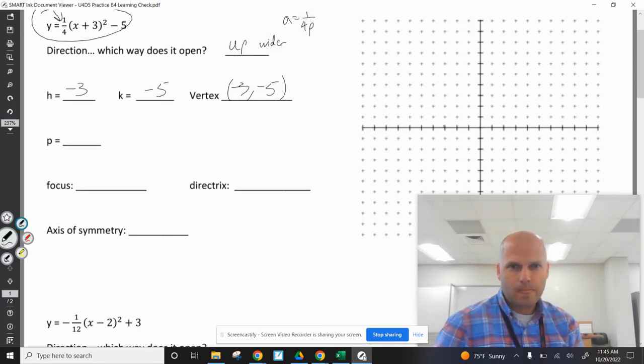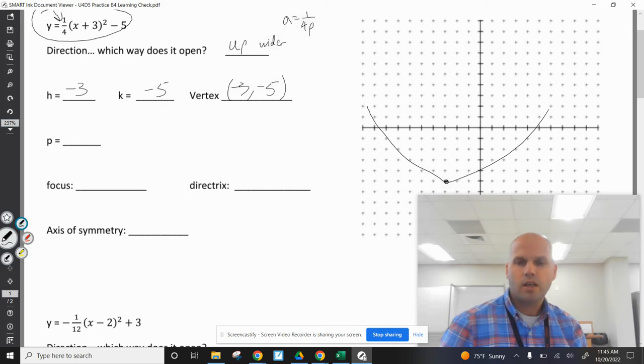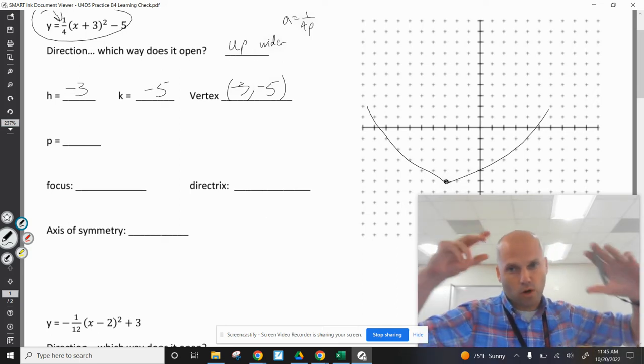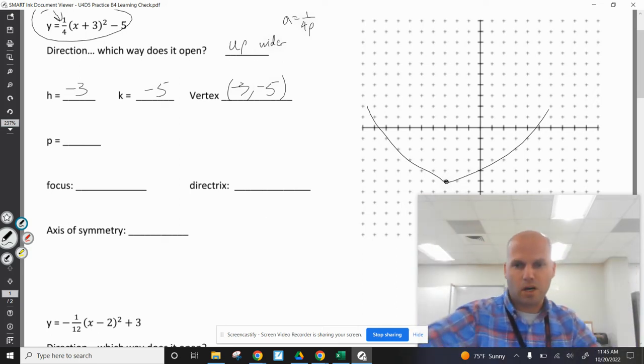Negative 3, negative 5, 1, 2, 3, 4, 5. There's the graph. It's going to be wider. Just sketch something wider for me, okay? But what they want you to do in this question, which you're going to see on your quiz, and it's going to be in the same order as this too, is they're like, yo, if we were the Greeks, where would be our focus and where would be our directrix that creates this same parabola?